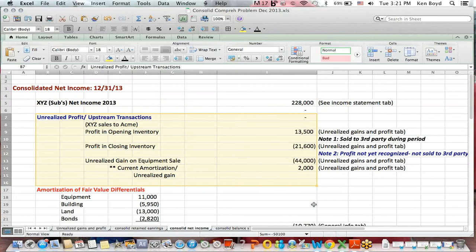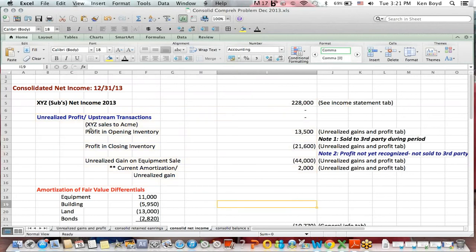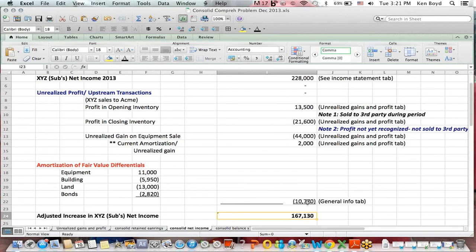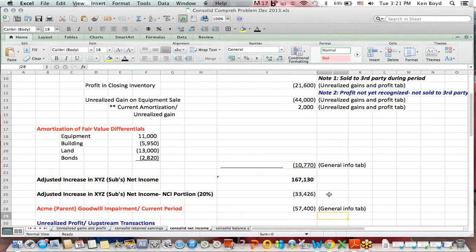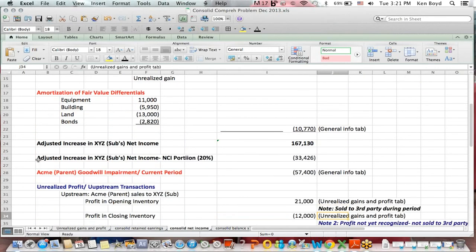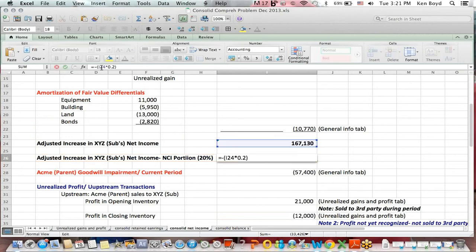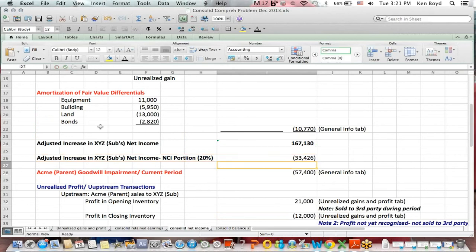We make adjustments for upstream transactions in both opening and closing inventory, the fact that the sub had an unrealized gain on sale to the parent that needs to be eliminated. Amortization of fair value differentials is eliminated. We come up with the adjusted subsidiary's net income, and then we divided that out to show you the amount of the adjusted net income change for the sub that went to the non-controlling interest, which is 20%.